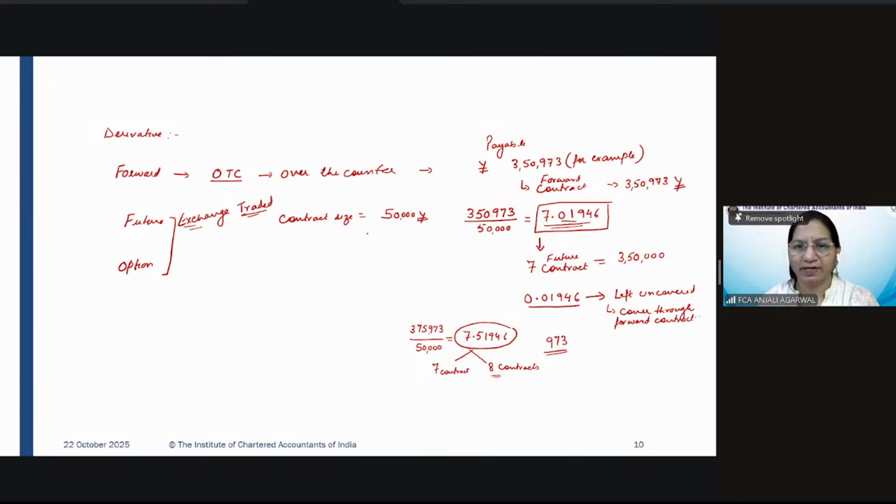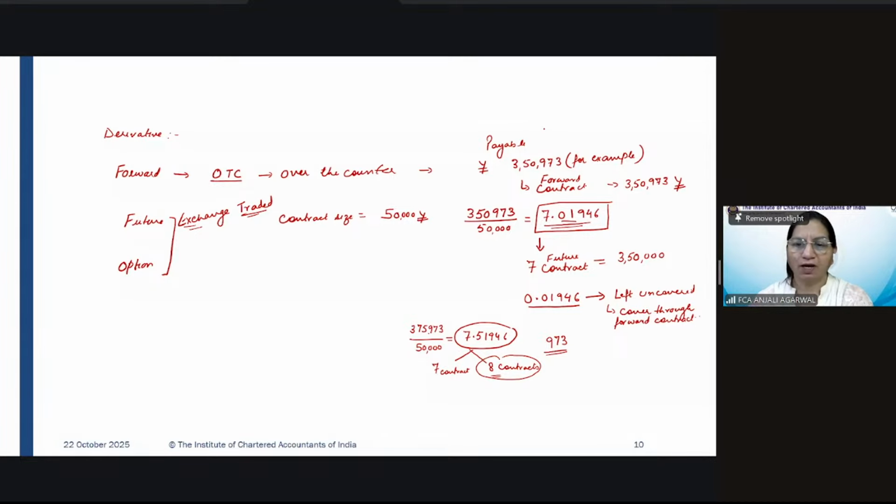So this is the scenario when you go for a future or option. There is a specific contract size, so it's not up to you that you will want 359.73 or 375.973, and you will not get exactly that. So either you overcover yourself, so whatever the gain or loss in future, you will not bear it on 350,000 or 973 yen. You will bear it on 4 lakh yen. Here you will bear it on 350,000. So it's a call which you have to take depending upon what you expect the exchange rate fluctuation to be.